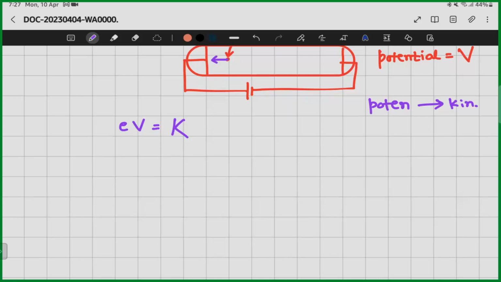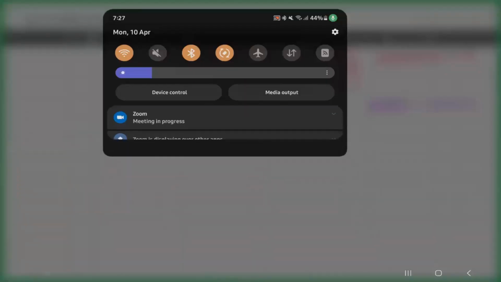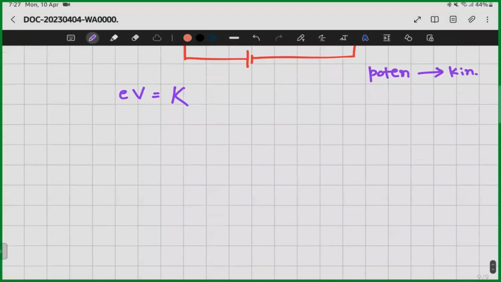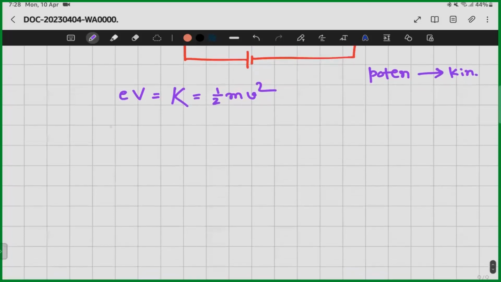Consider a ball: here it has potential energy, no kinetic energy. If we leave it, then the potential energy is converted to kinetic energy. Same thing. Here also some potential difference is there, no? So we can write eV is equal to K, where K is the kinetic energy. And what is the form of kinetic energy? We know that it is half m v squared, where v is the velocity of that electron.